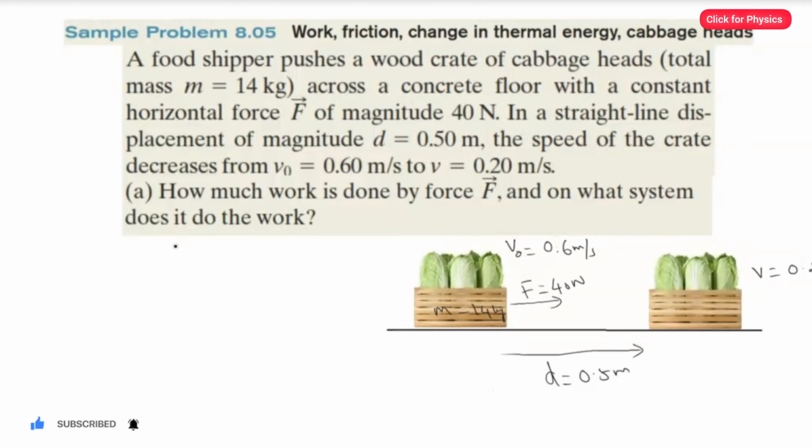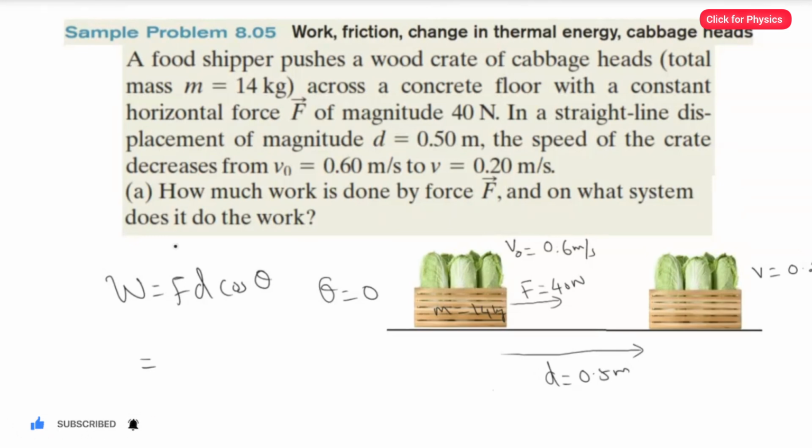So now we have to find what is the work done on this wood crate by the applied force F vector. So here we have to consider the formula work done, which is equal to Fd cosine theta. The applied force as well as the displacement will be in the same direction. So I told you already the theta here is 0. So cosine of 0 is equal to 1. So now I'm going to substitute the values here.